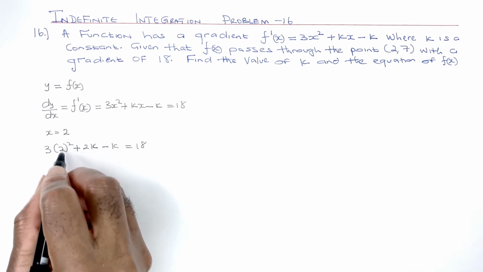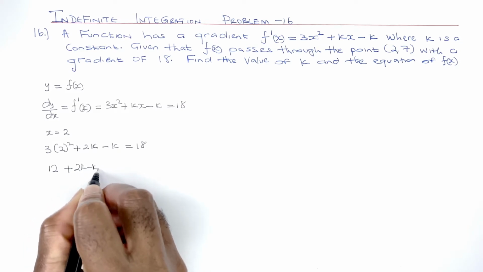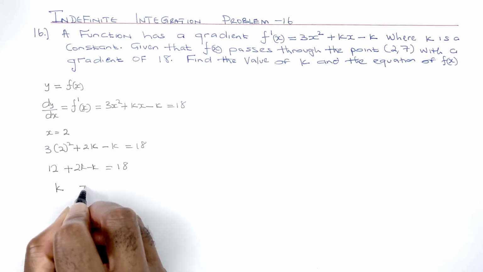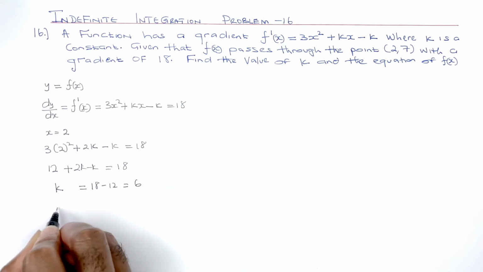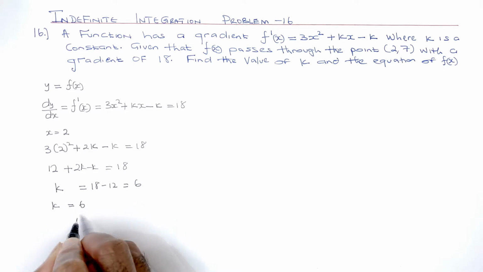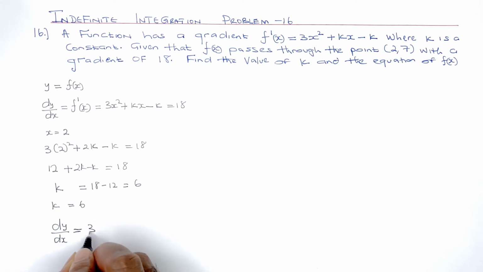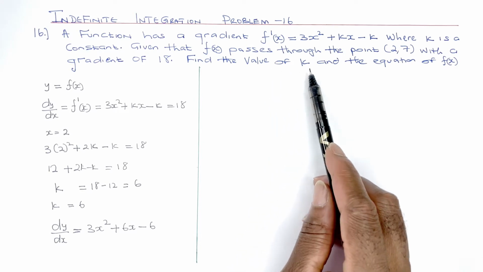2 squared is 4, 4 times 3 is 12, so 12 plus 2k minus k equals 18. That implies k equals 18 minus 12, which equals 6. So k equals 6. If we put that value back in, we get the gradient, f dash x equals 3x squared plus 6x minus 6. And we have found the value of k, as the question asked.